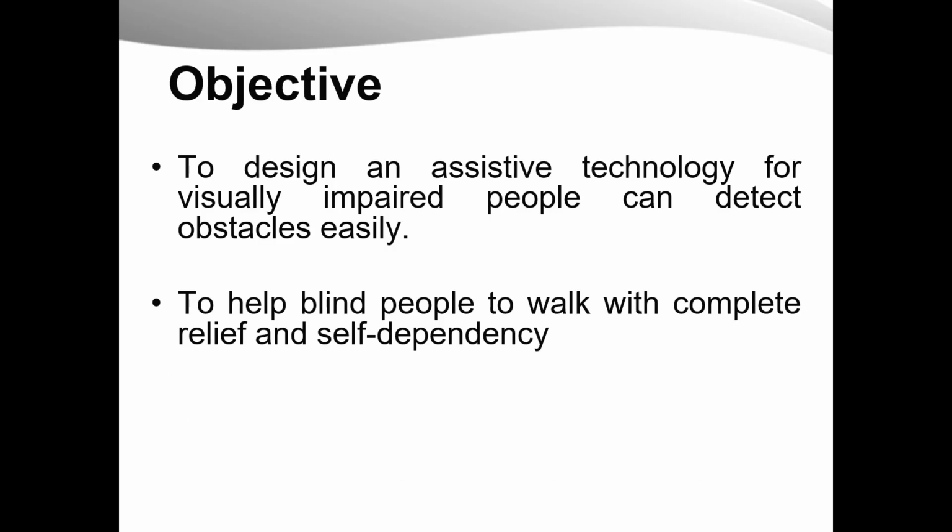Now, I'll present about the objective. For this assignment, there are two objectives. First is to design an assistive technology for visually impaired people that can detect obstacles easily. Next is to help blind people to work with complete relief and self-dependency.